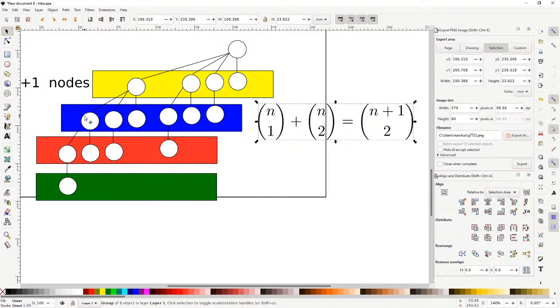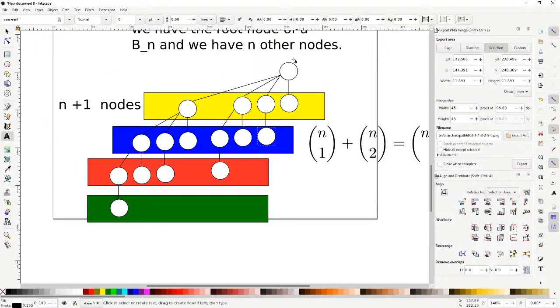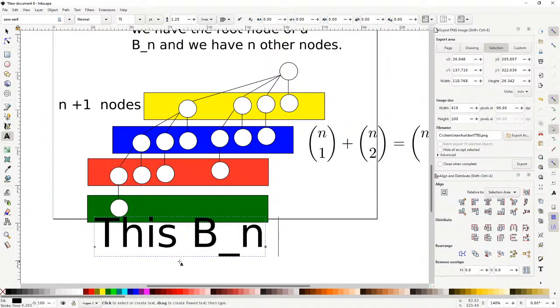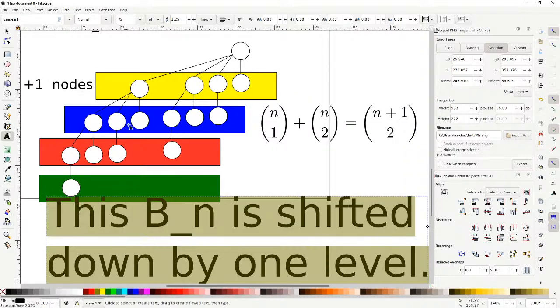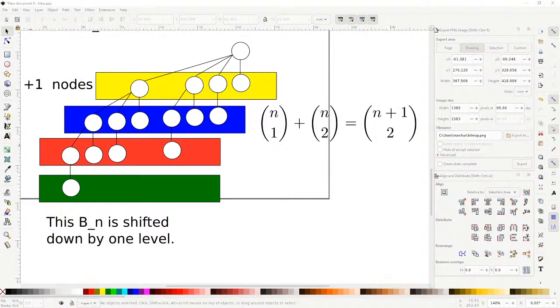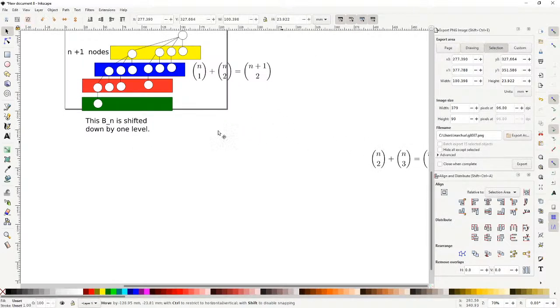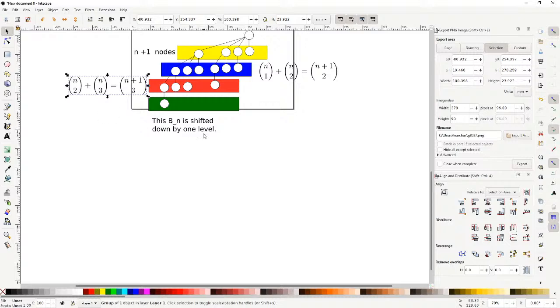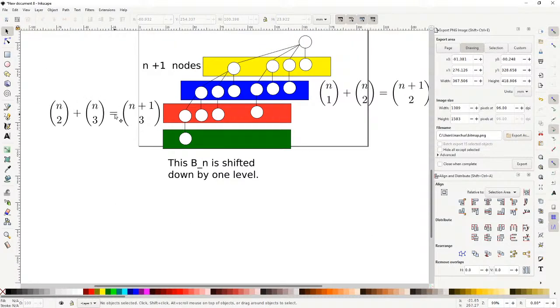Now I know you're thinking, well, this is 3, but you have to pretend that this is n plus 1, or n choose 1, because this is the level here, and the level here is n choose 2, and the reason is that this one is shifted down by 1. That's the trick here: this Bn gets shifted down by 1 level. If we keep going, the next level would be n choose 2 plus n choose 3, which is n plus 1 choose 3, and then n choose 3 plus n choose 4 is n plus 1 choose 4. You don't have to prove this formula. You just have to count the nodes and argue by the inductive hypothesis that this is correct.